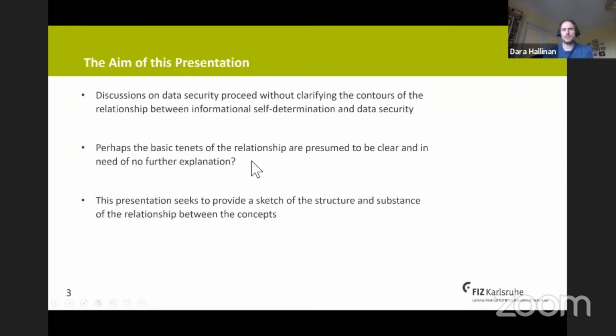These supplemental discussions on data security, however, tend to proceed without clarifying the contours of the relationship between, on the one hand, informational self-determination provisions, and on the other hand, data security. It may well be that the discussants feel that the structure and basic tenets of this relationship are already clear and in need of no further explanation. I'm not sure this is the case, and with this in mind, this presentation aims to provide a sketch of a structure through which we might understand this relationship and to point out certain key features in it.